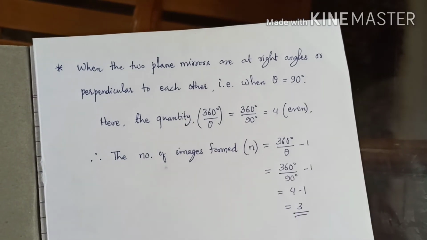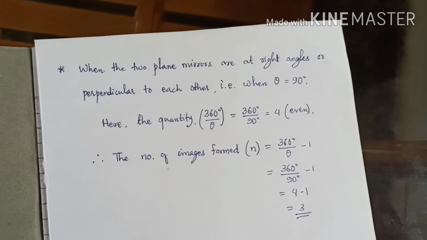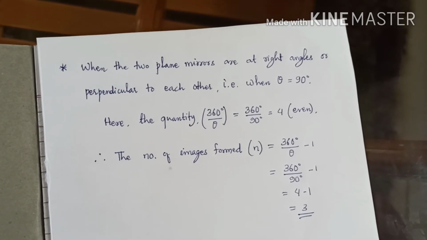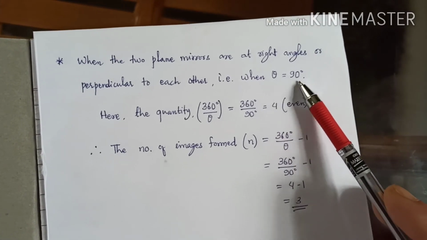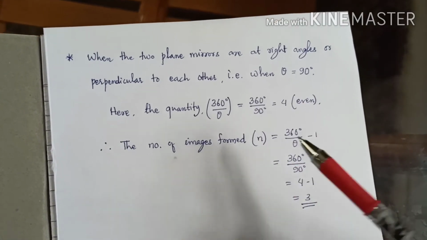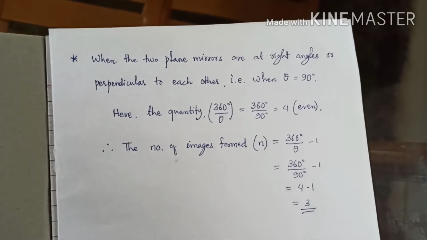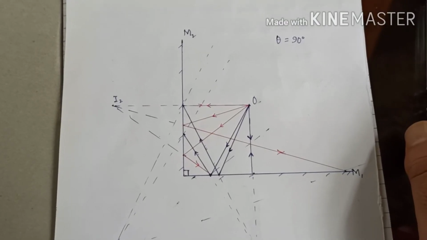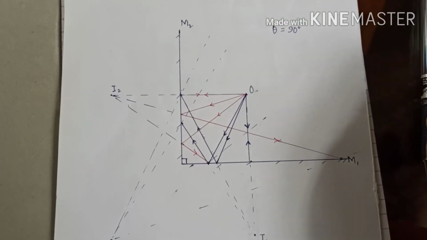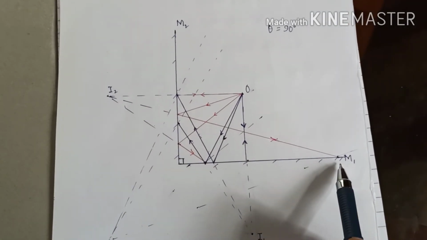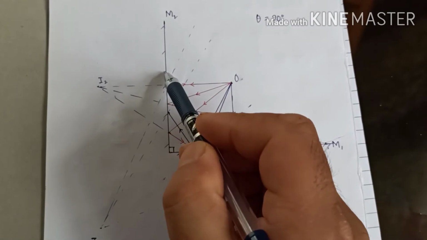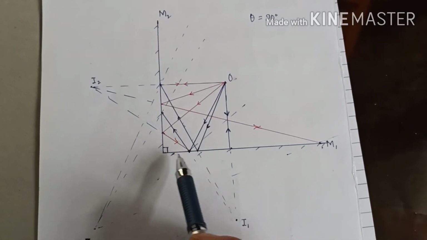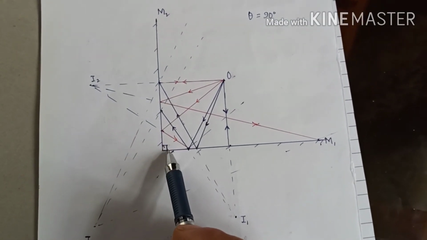So when the mirrors are at right angles or perpendicular to each other, or when theta, the angle of inclination between the two plane mirrors, is 90 degree, then the number of images formed is 3. So let's see this in a ray diagram. Here I have taken two plane mirrors M1 and M2. These are the two plane mirrors inclined to each other at an angle of 90 degree.